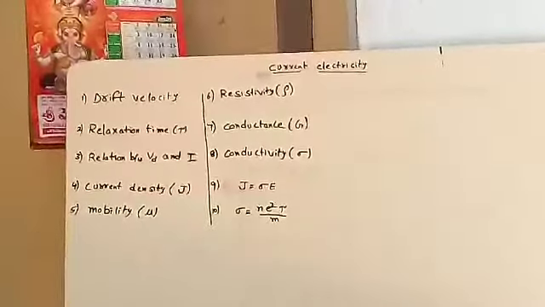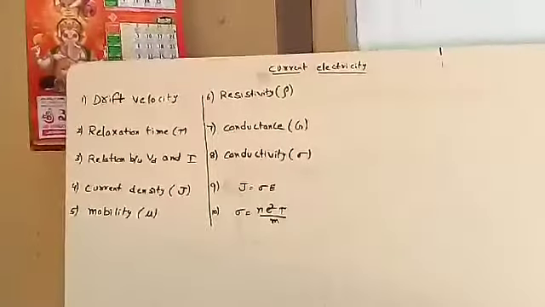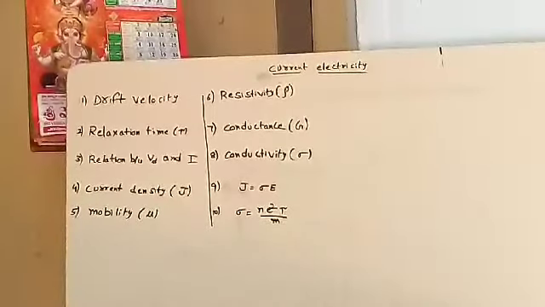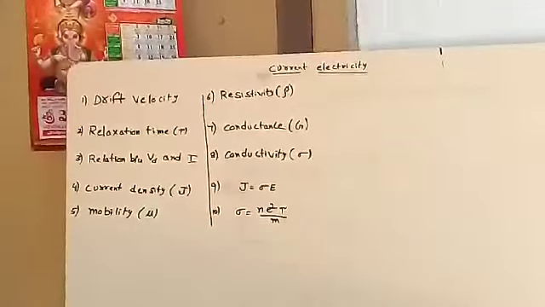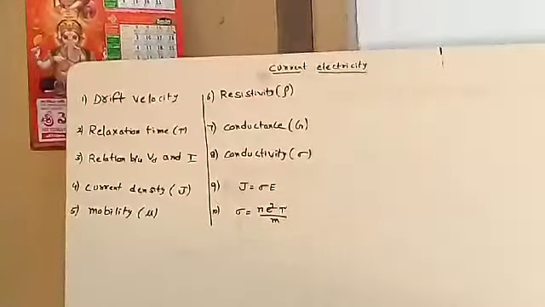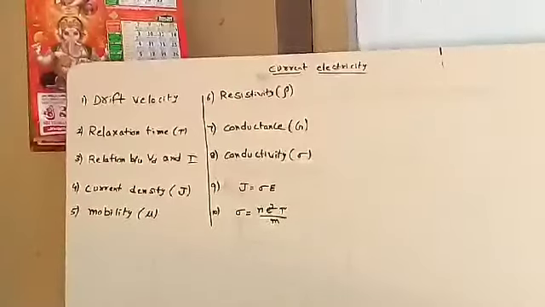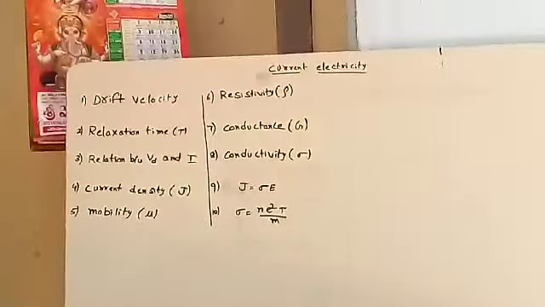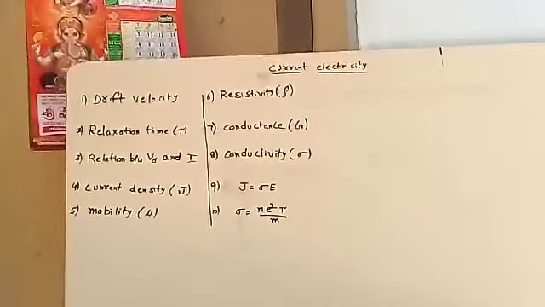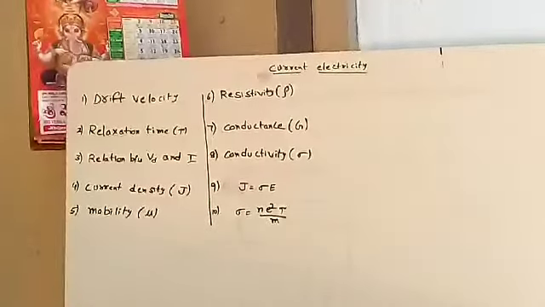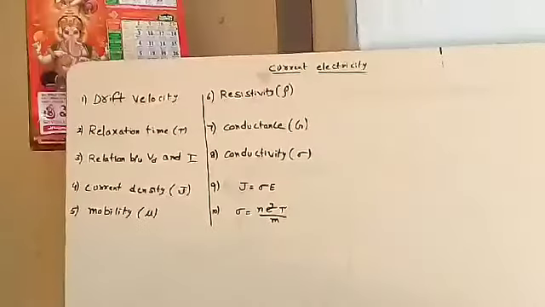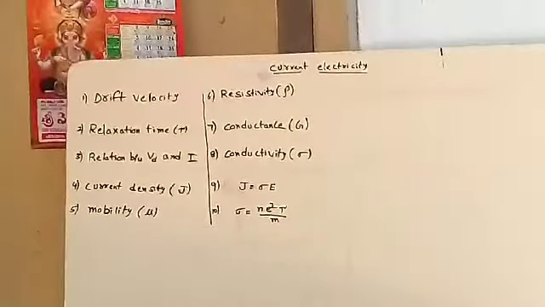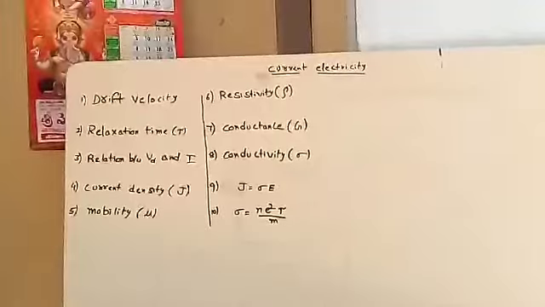Now today we'll focus on the following concepts. The first one is drift velocity, relaxation time, relation between drift velocity and current, current density, mobility, resistivity, conductance, conductivity, and we see a few important relations like current density J is equal to sigma E, or sigma is equal to n e square tau by m. So all these concepts we will see one by one. First we will focus on drift velocity. What is the meaning of drift velocity and its derivation, that part. Now first we will see that.